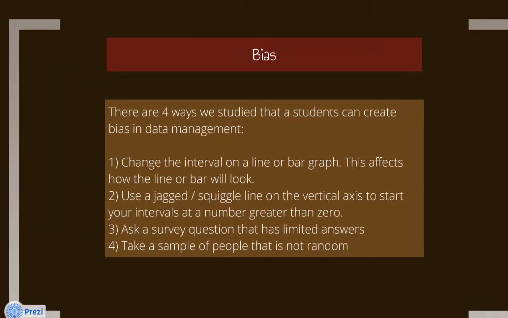Bias. There are 4 ways we studied that students can create bias in data management. 1, change the interval on a line or bar graph. This affects how the line or bar graph will look, and we'll show you a picture of that after this. 2, use a jagged or squiggle line on a vertical axis to start your intervals at a number greater than 0. 3, ask a survey question that has limited answers.